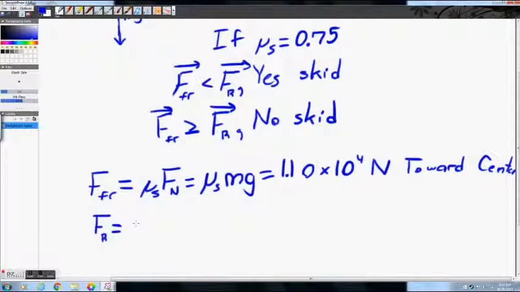Oh wow, I made a small error. It's 1.10 times 10 to the fourth newtons.